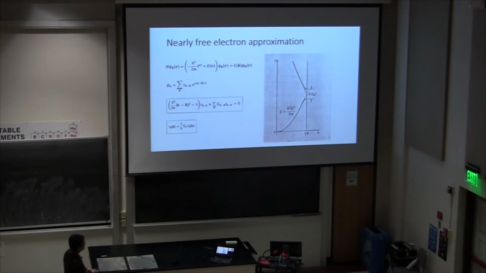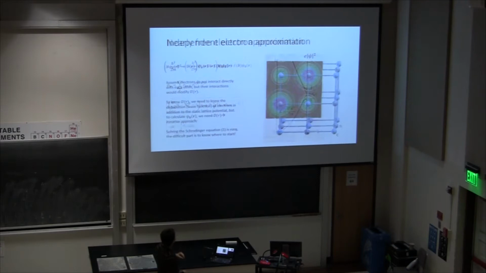Okay, and at those points, the effect of U, which is here in your Schrodinger equation, is to open a gap. In fact, if you do not open a gap at the Bragg planes, then you have something very, very special. That's actually the start of topological materials. If this degeneracy is protected and you cannot open it by a simple nearly free electron approximation, then you have a very special material. But usually this is what happens.